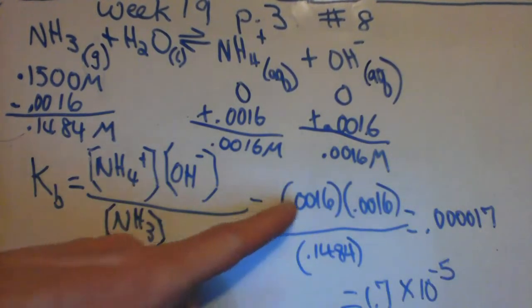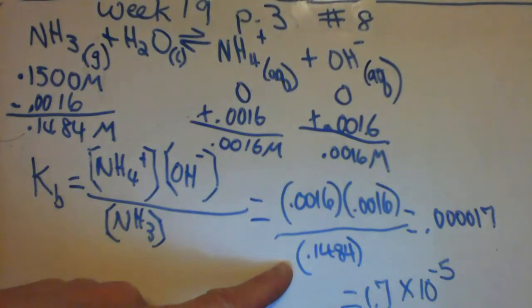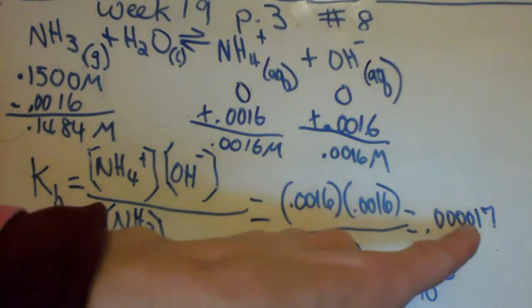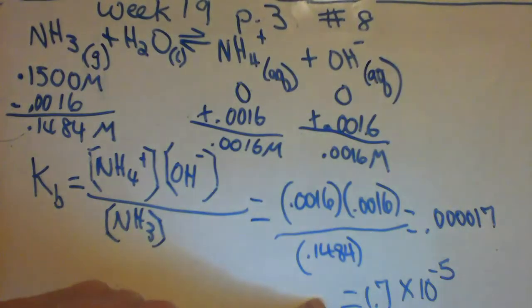Now we're going to replace these with numbers, the concentrations with the numbers for the concentration in molarity. We get 0.000017. Change that to scientific notation: 1.7 times 10 to the negative fifth is the base dissociation constant for ammonia.